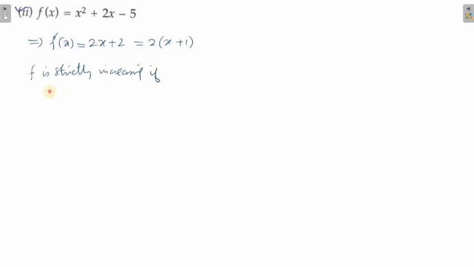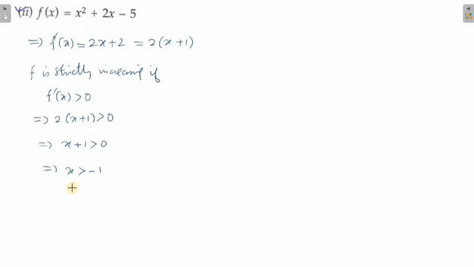Let's move to the next question. The next question is also a similar thing. So f dash of x is going to be 2x plus 2. If you factorize this, it becomes 2 into x plus 1. So f is strictly increasing if f dash of x is greater than 0. So in place of f dash of x we have 2 into x plus 1 greater than 0. So x plus 1 is greater than 0, and from here you get x is greater than minus 1.